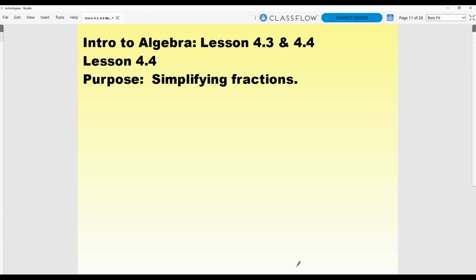All right, intro to algebra students. So we got lesson 4.4. This is the last one that we're going to wrap up here today. And I talked about this in the last one we were doing, adding and subtracting fractions, how we're going to go about simplifying fractions. So that's what we're going to focus on now, is how to go about simplifying fractions.